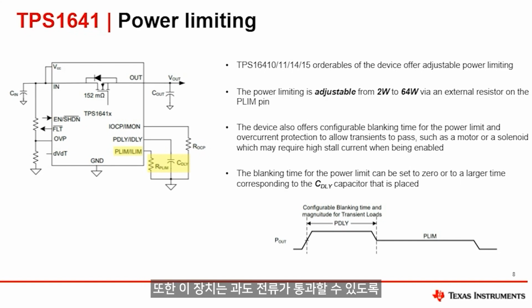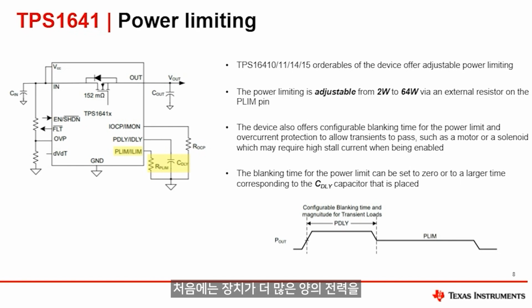The devices also offer configurable blanking time for the power limit and overcurrent protection to allow transients to pass. This could be, for example, a motor or a solenoid, which requires a high stall current. The blanking time for the power limit can be either set to 0, so immediate, or it can be set to a larger time corresponding to the C delay capacitor that is placed at the P delay or I delay pin. And the figure below shows how that can be configured.